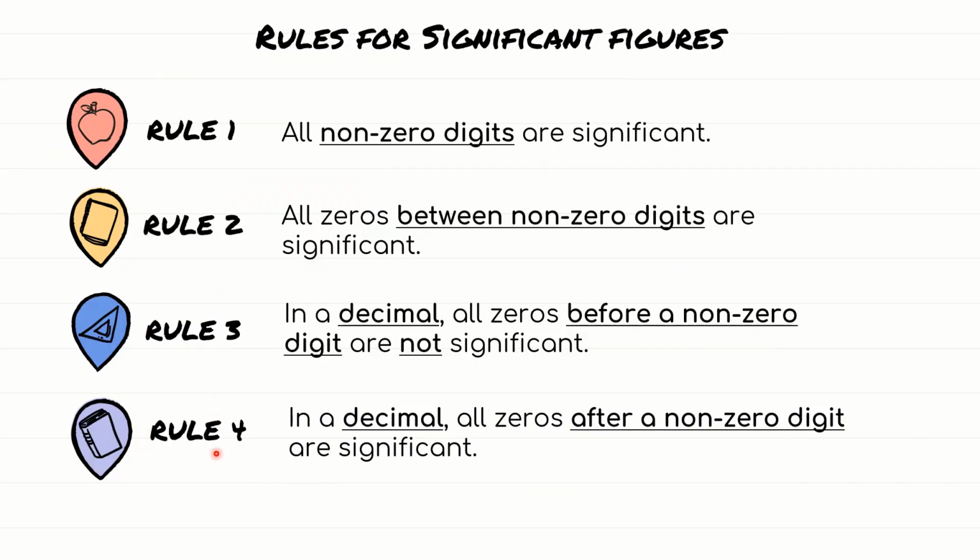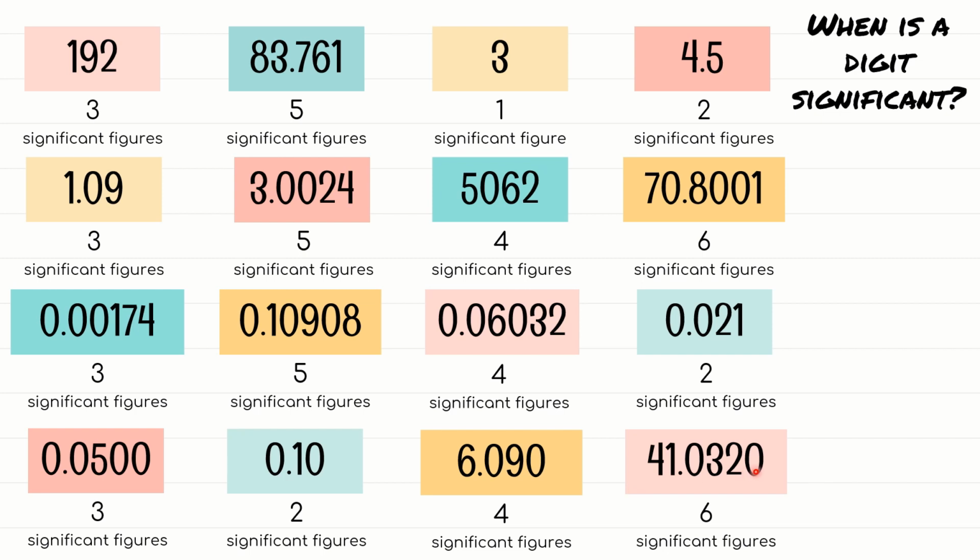Lastly, in our rule 4, we are looking at a decimal again, which says that all zeros after a non-zero digit will always be considered significant. That is seen in our fourth row over here, whereby we are ending off with quite a number of zeros, and that is after a non-zero number, and therefore these zeros are actually considered significant and we will count them into these numbers over here.